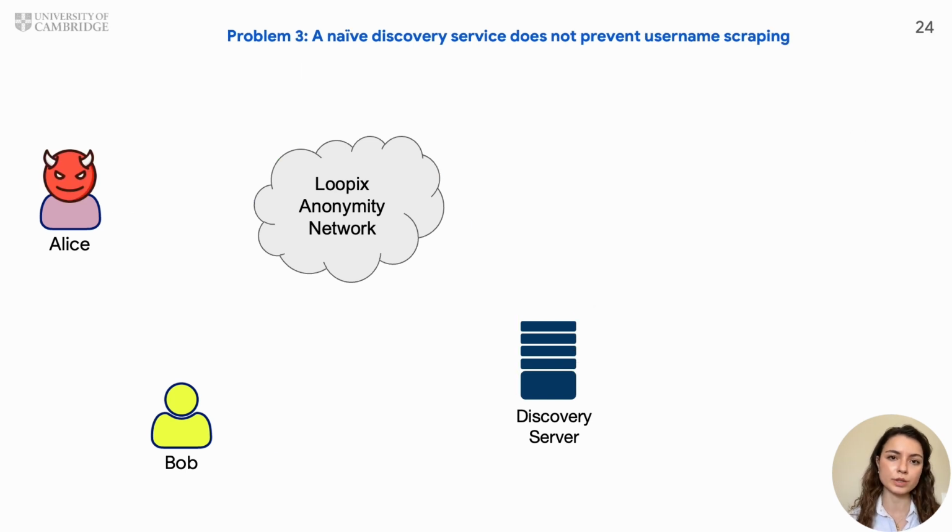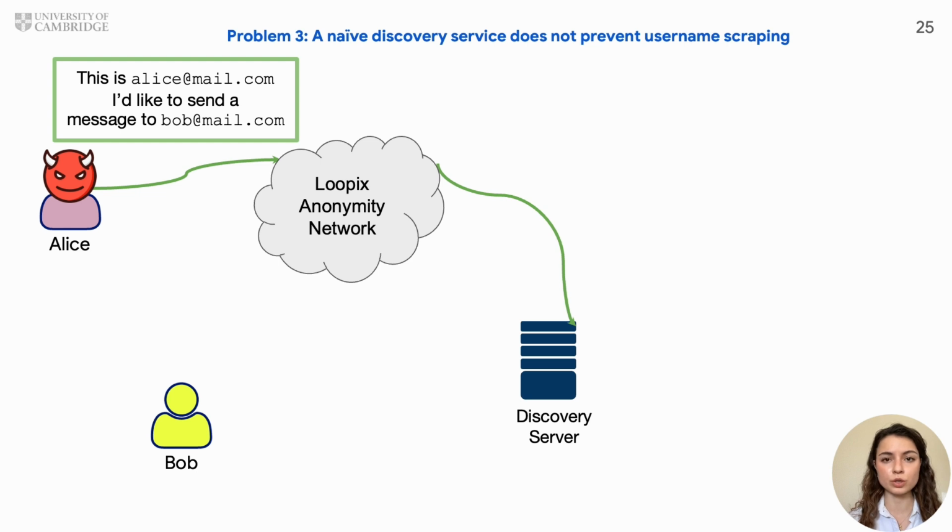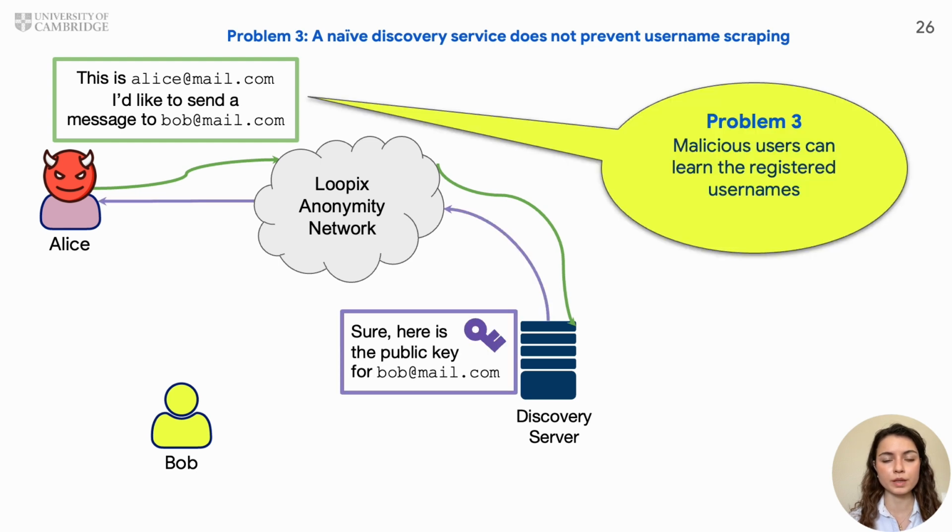Now let's look at the scenario where this time Alice is malicious. What she can do is to search for any possible username and learn if that username belongs to a registered user or not. Well, this is an anonymity network, so Bob might want to hide the fact that he's a user in this network. These simple examples show that private user discovery in anonymity networks is not an easy problem to solve.